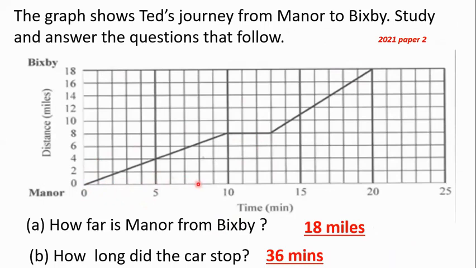So the time, wrapping up. 1, 2, 3, 4, 5, 6, 7, 8, 9, 10. 25 minutes, right? 1, 2, 3, 4, 5. So all of these are 1 minute. So how long did the car stop for? 1, 2, 3. So the car stopped for 3 minutes, because these are in minutes.